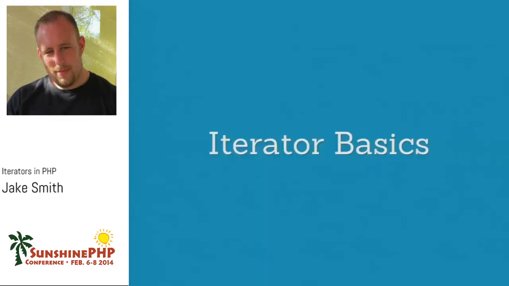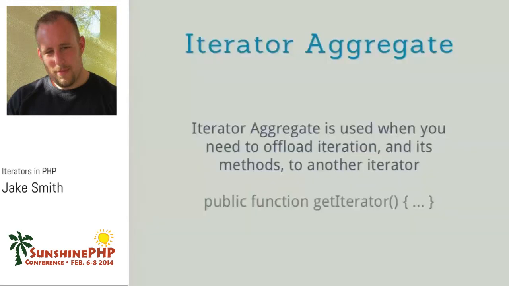So let's go through some iterator basics, some things you're going to run into, some terms you're going to run into. So an IteratorAggregate. The best way to describe this is it's used when you need to offload the iteration to something else. So it has a method getIterator. Let's say I have this iterator I want to run over, but you saw those methods we had to create. Well, that's like making my class even larger. I don't want all that stuff there.